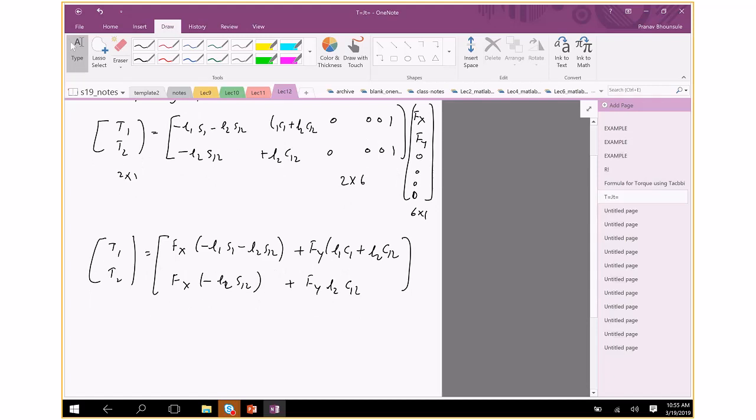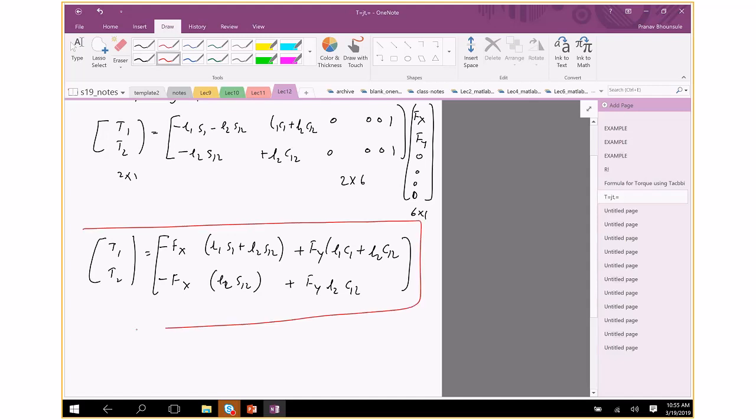Yeah, if you like, just move this sign out. So I'm going to write it in a way you can compare. Okay, so that's the answer. Let's just check one of them: minus Fx L2 S12 plus Fy L2 C12. I think this might have been switched in sign.